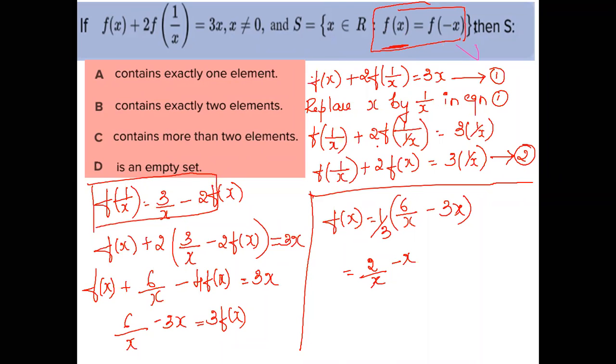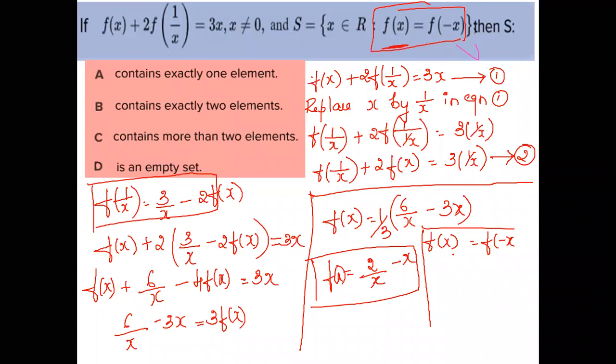So from this condition, using this condition I'll derive the value of x. So I have f of x is equal to f of minus x. I know the value of f of x. So from this, you find the value of x.